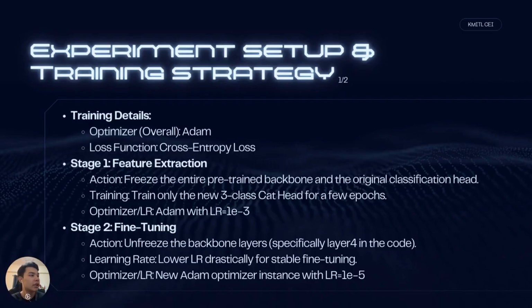Now moving on to the second stage, which we call fine-tuning. We unfroze part of the backbone, specifically layer 4 in the ResNet model, and trained it again using a smaller learning rate of 1e-5. This allowed the model to refine its deeper layers for cat recognition. It improves the accuracy without causing instability.